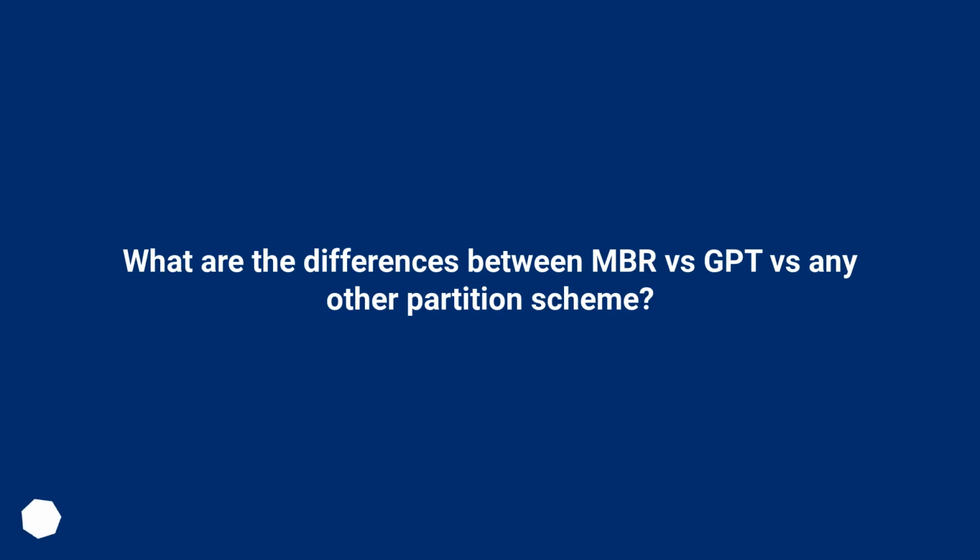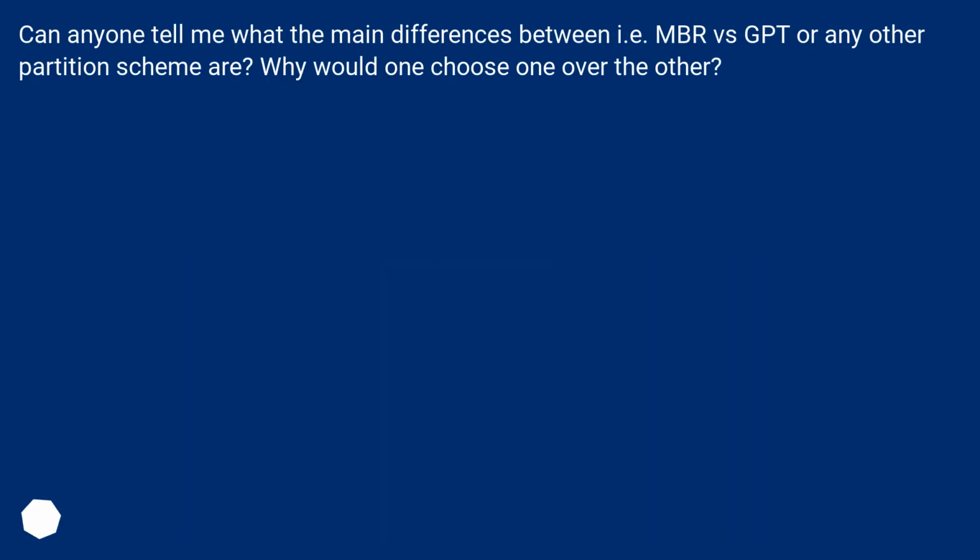What are the differences between MBR versus GPT versus any other partition scheme? Can anyone tell me what the main differences between MBR versus GPT or any other partition scheme are? Why would one choose one over the other?